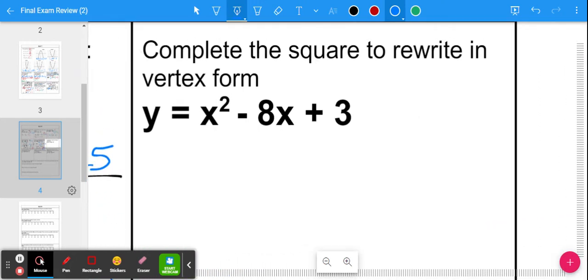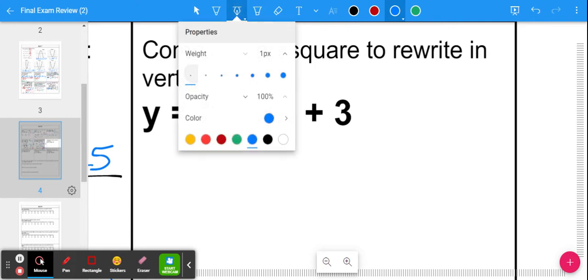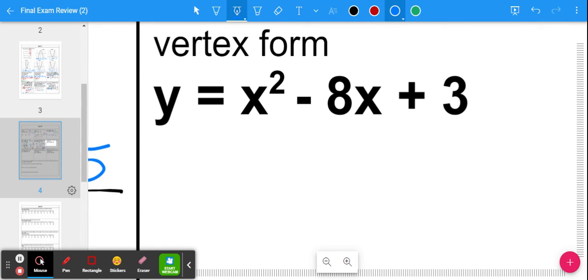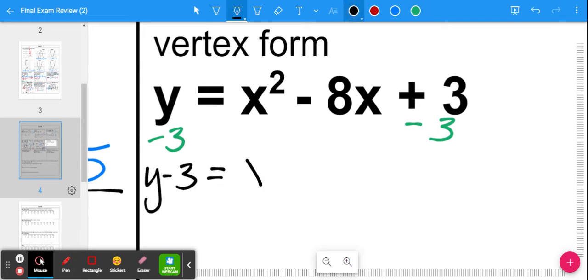So this one says complete the square to rewrite in vertex form. So this is the same thing we just did, just one extra little step. So the first thing we still need to do is get c on the other side. So subtract 3, subtract 3. So we have y minus 3 on the left and x squared minus 8x on the right.